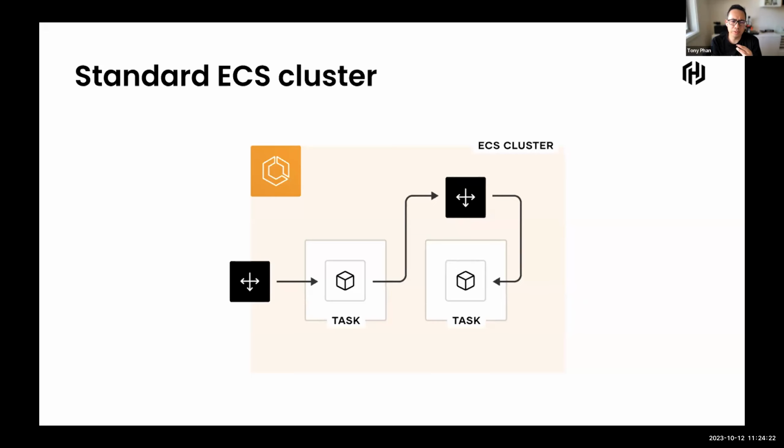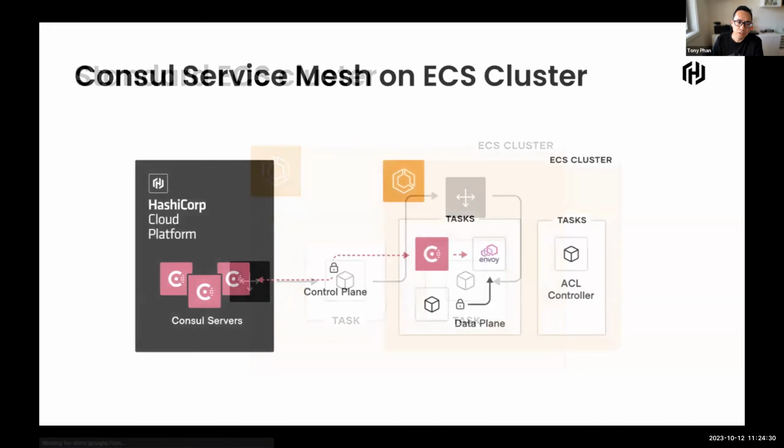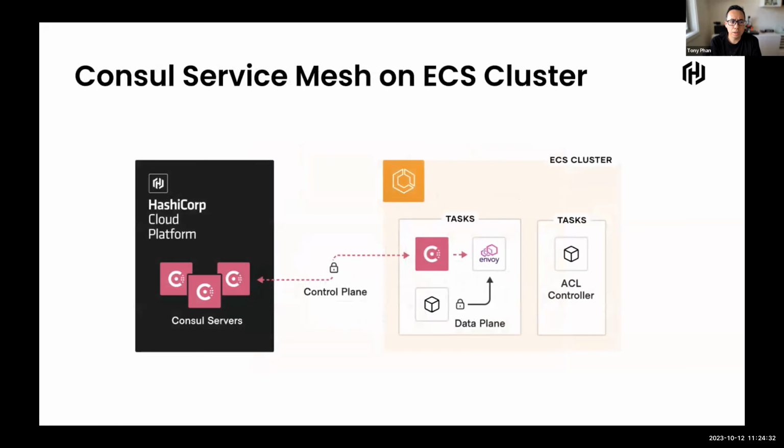So this typically represents the standard way of running things in ECS, but let's see how incorporating Consul with service mesh augments this. With this, we have Consul running on HCP, or HashiCorp Cloud Platform, and that is running as a managed service. And then we can call that our control plane. Customers can also choose to run Consul as a self-managed offering as well. On each microservice application, there is an Envoy sidecar.